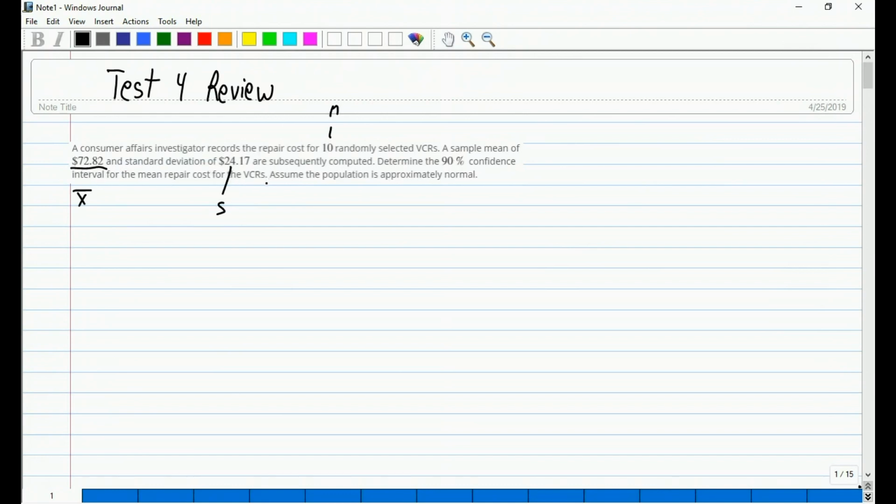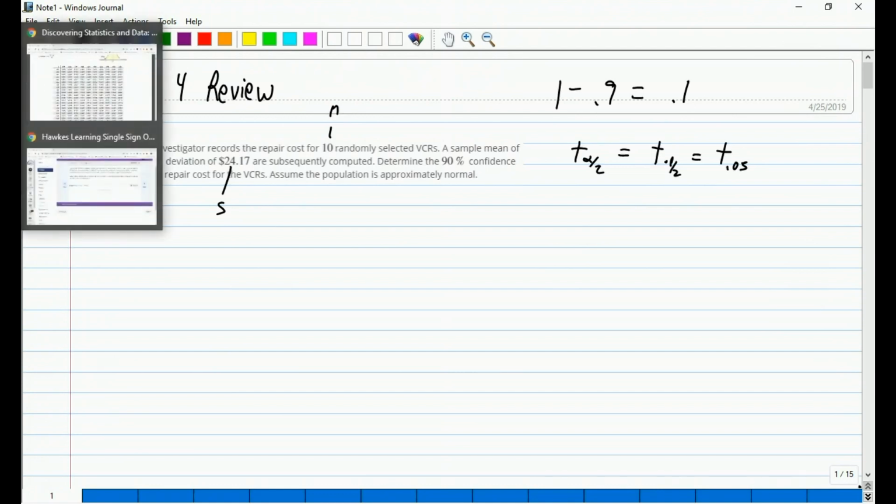So that means we need to figure out the critical t value, t sub alpha over 2. The way that we find that, we say 1 minus 0.9 is 0.1. So we're going to put that here, 0.1, and divide it by 2. So that's t sub 0.05. All right, so now we can find the critical value from the table.